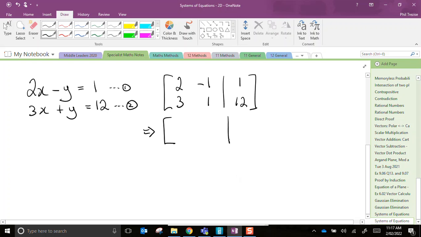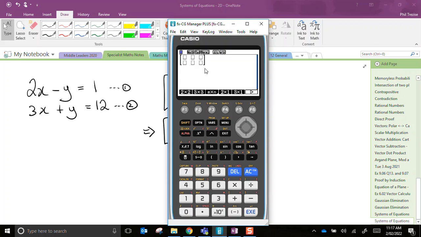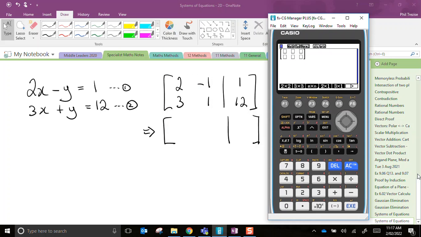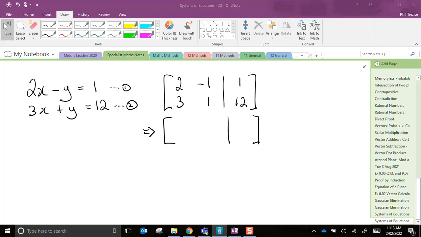I could solve this by pen and paper, but for the sake of being a little bit quicker, let's use our technology. So I need 2, then -1, then 1, 3, 1, 12. I hope I've got that right. And I forgot at the front, I wanted to get the calculator to put this into row reduced echelon form. There we go. And I'll just write that down now.